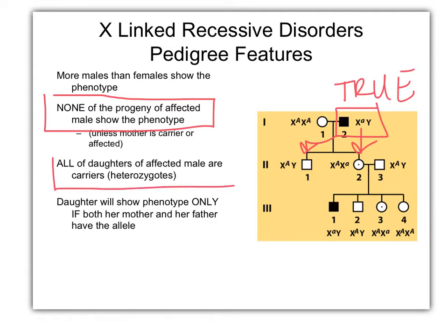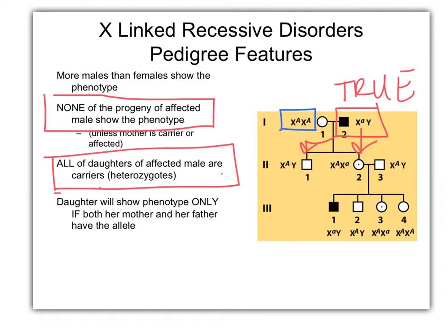All of the daughters of the affected male are carriers. Yes, they have to be. All the daughters get the X with the little a and another X from mom. If mom married in and is normal, she has to be a carrier. She will not have the disease, but has to be a carrier.